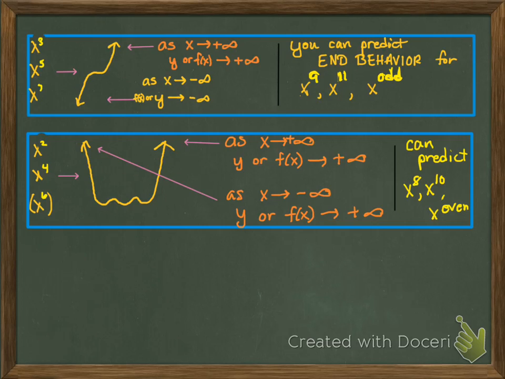Well, let's clean up these. There we go. Anything that is even. 8, 10, anything that is even. Alright, so let that sink in. This is called end behavior. As you see equations with these exponents on them, you should be able to predict how it's going to be on the left side and how it's going to be on the right side, known as end behavior.